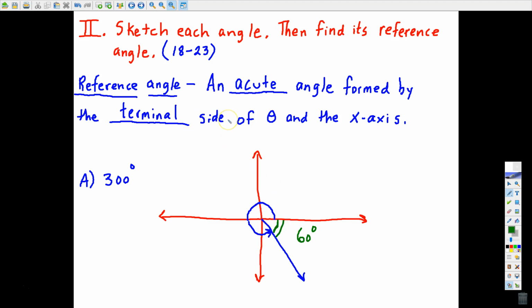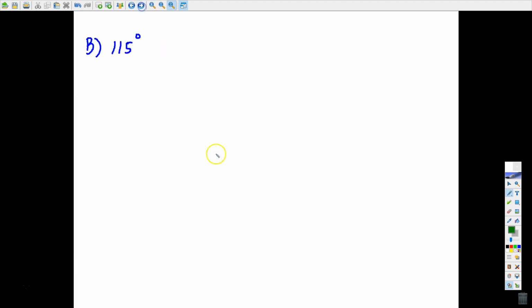And that's how you will always find a reference angle. It's this acute angle formed by the terminal side of a certain angle and the x-axis. Okay, so the answer to the reference angle would be 60 degrees. Okay, let's try another one of those.